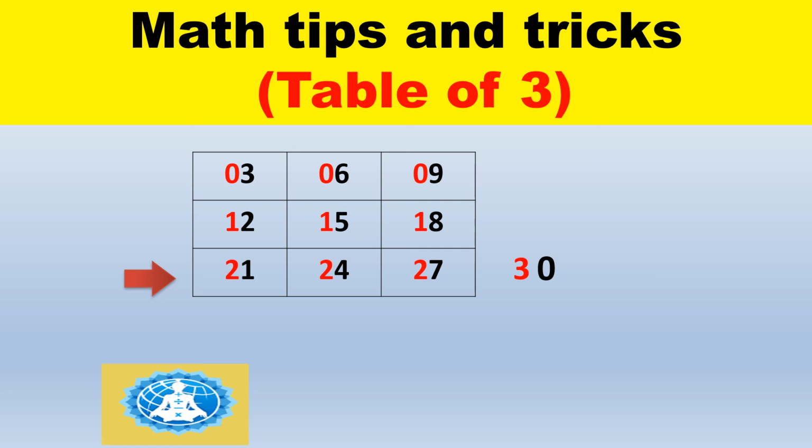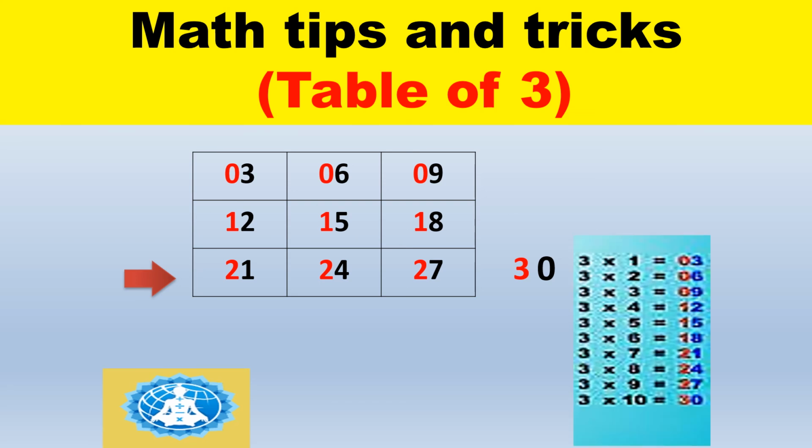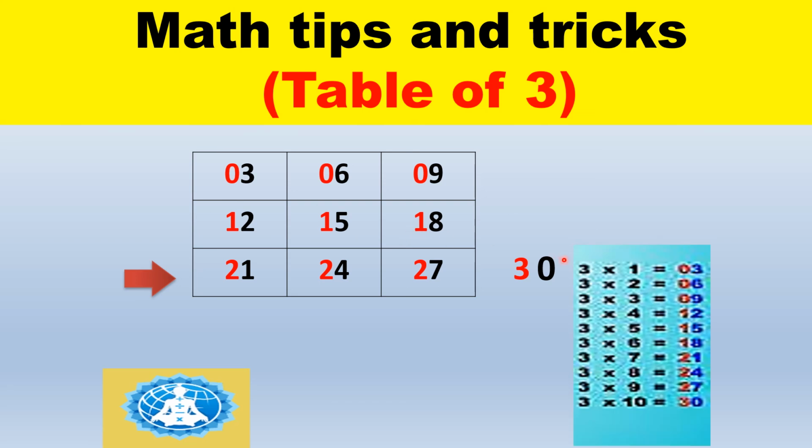Now we will check whether we have done the table of 3 correctly. Yes. 3 ones are 3. 3 twos are 6. 3 threes are 9. 3 fours are 12. 3 fives are 15. 3 sixes are 18. 3 sevens are 21. 3 eights are 24. 3 nines are 27. And 3 tens are 30. So this was a very easy trick to remember the table of 3.